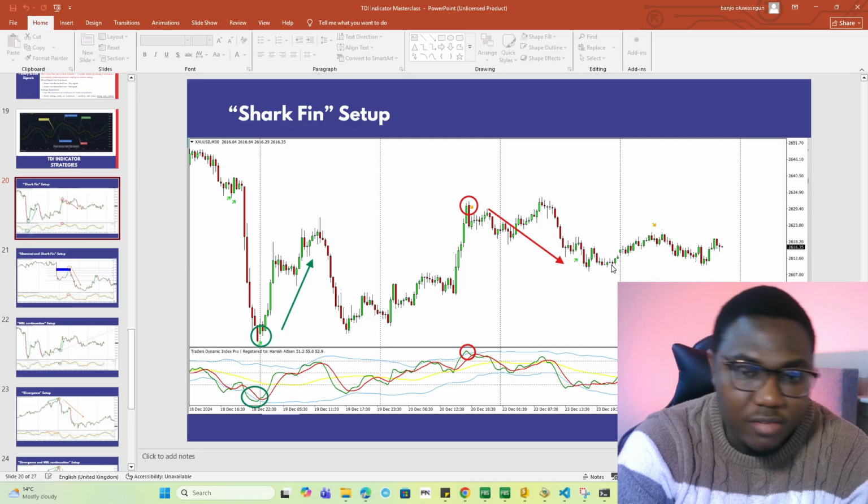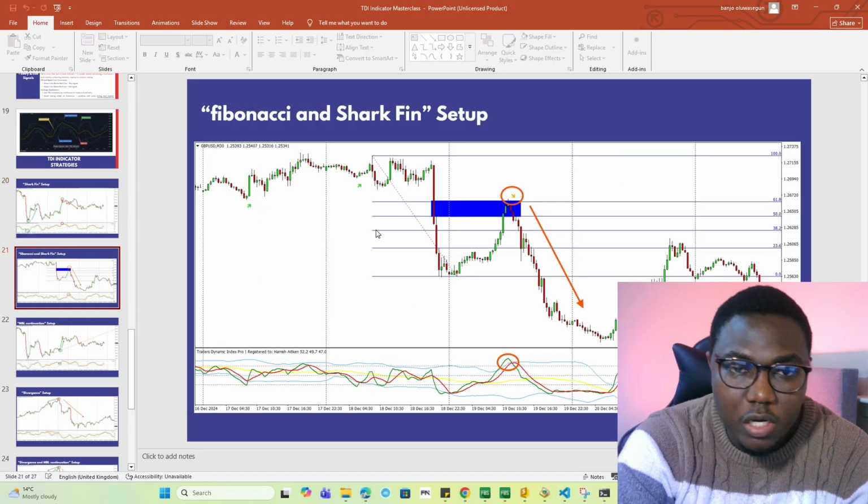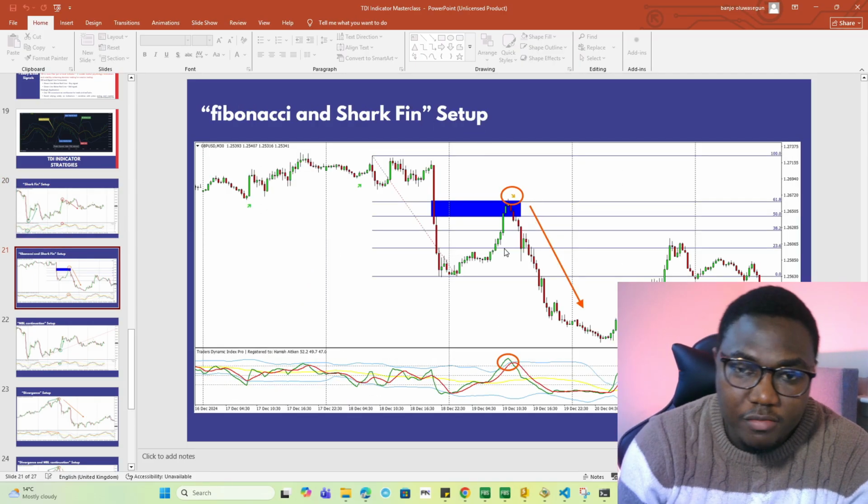We also have this market reversed. So this is one setup. You can also trade with the Fibonacci. Remember, I've said this over and over again that you don't use the TDI setup alone.